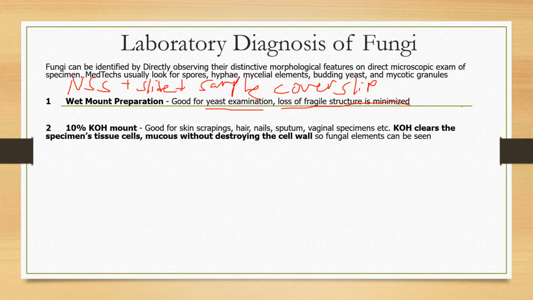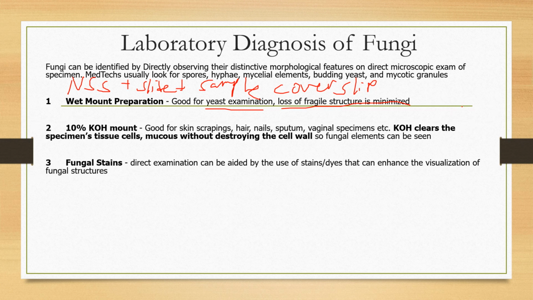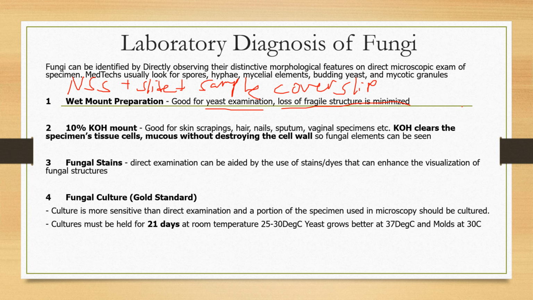Then we also use 10% KOH mount, good for skin scrapings, hair, nails, sputum, vaginal specimens. KOH would clear the specimen's tissue cells and mucus without destroying the cell wall so that fungal elements could be seen. Then fungal stains could be used class for direct examination. They enhance the visualization of fungal structures.